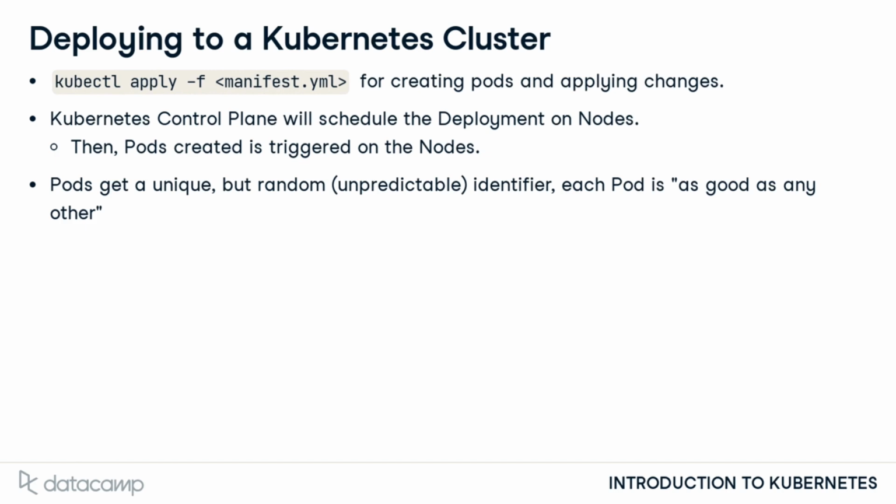We use kubectl to apply the manifest to the cluster. The command kubectl apply -f manifest.yaml will send the manifest to Kubernetes. The control plane will decide on which node to schedule the pods, and the creation of our pods is triggered. Pods in a deployment get a unique but random identifier. In that sense, pods are treated as completely equal. Each one is as good as any other.